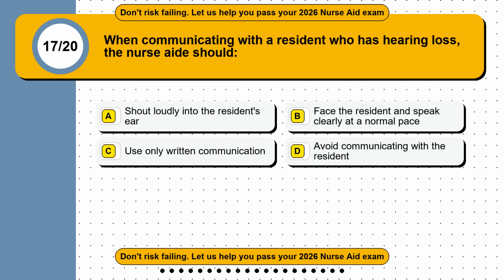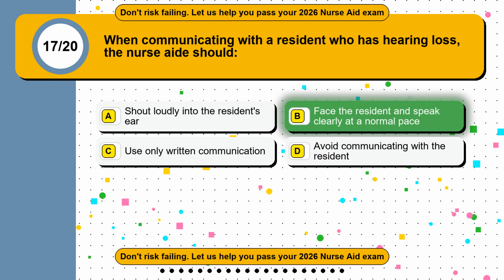Question 17. When communicating with a resident who has hearing loss, the nurse aide should: option A, shout loudly into the resident's ear. Option B, face the resident and speak clearly at a normal pace. Option C, use only written communication. Option D, avoid communicating with the resident. The correct answer is option B, face the resident and speak clearly at a normal pace.